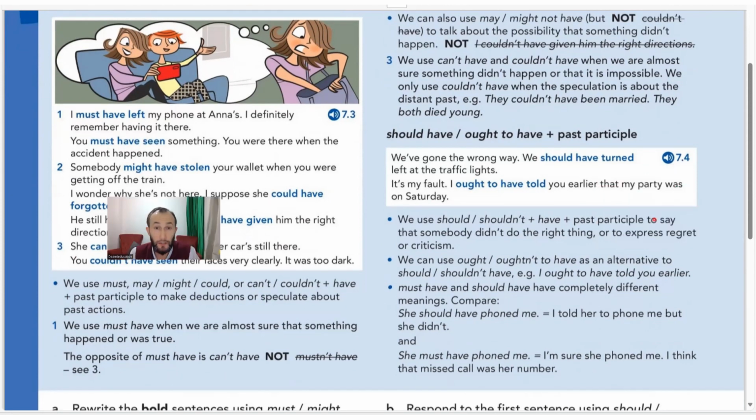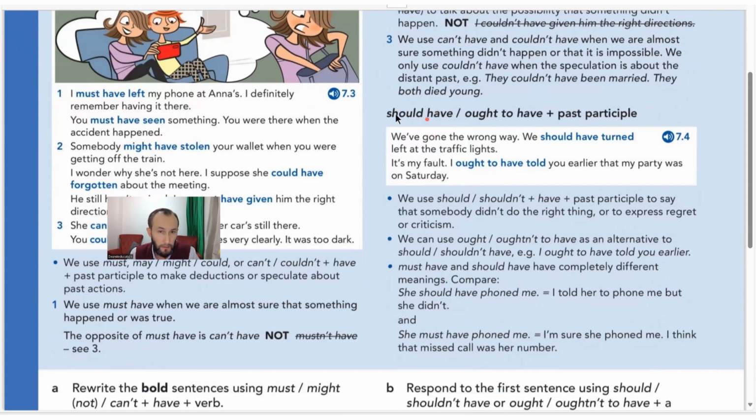The last thing is should have. From the previous lessons, we know that should equals ought to, guys. I should go, I ought to go. The same thing, but ought to is a bit more formal. If I want to criticize something, or give late advice, it's advice, but it's too late. It has happened, you can't reverse it. For late advice, I say should have plus past participle, or ought to have plus past participle.